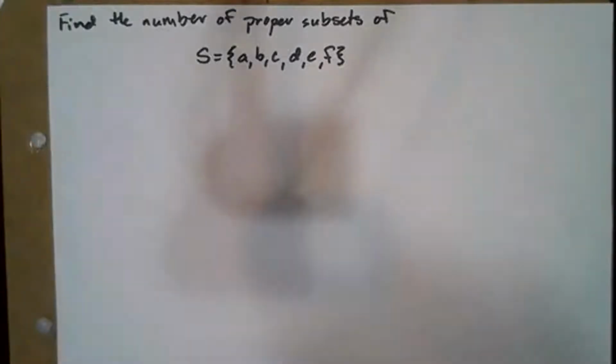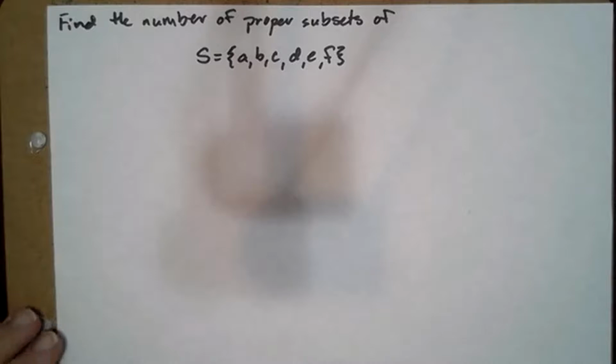In this video, we are going to look at the problems in the Chapter 10, Section 5 slides. We're starting here with this problem where we're asked to find the number of proper subsets of S equals the set of A, B, C, D, E, and F.